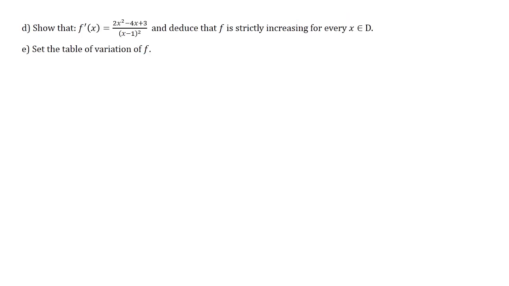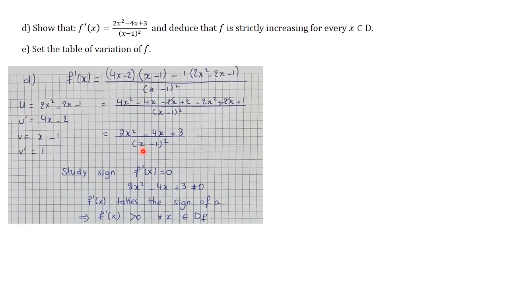Now we need to show that f prime of x equals (2x squared minus 4x plus 3) over (x minus 1) squared, and then deduce that f is strictly increasing. So we do the derivative. U is 2x squared minus 2x minus 1, then u prime equals 4x minus 2. V equals x minus 1, then v prime equals 1. U prime v minus v prime u, and we expand, so we get the answer that we are asked to find.